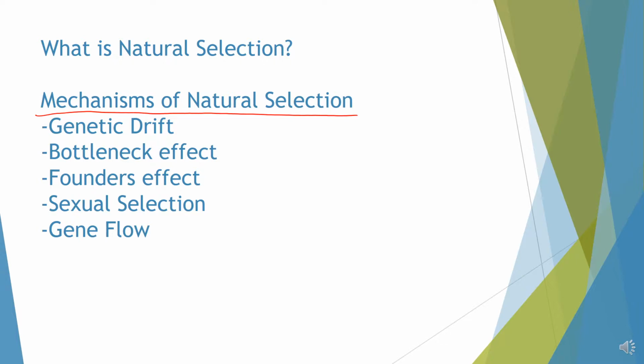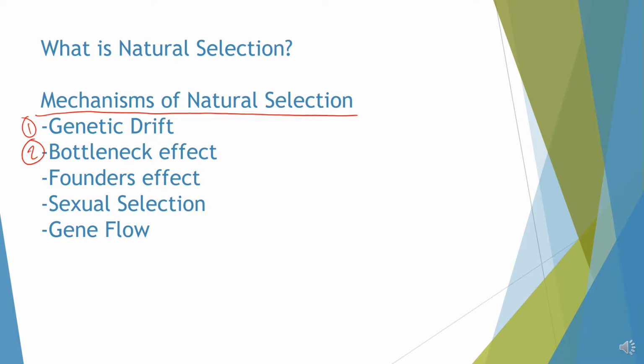So we may have changes in the gene pool due to a certain disease in a small population that might wipe some of the organisms out. So that would be an example of genetic drift. The next one is the bottleneck effect. So this is number two.